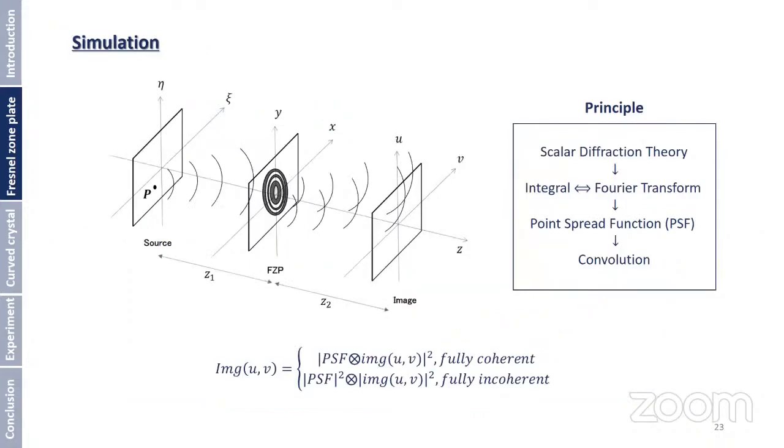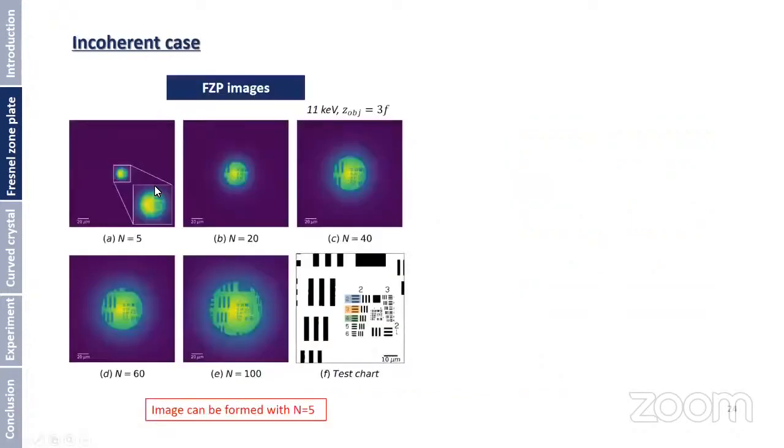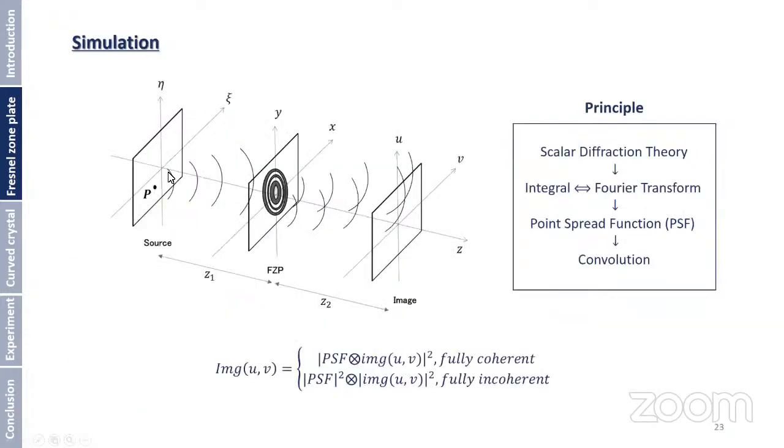We developed a simulation code based on scalar diffraction theory. We consider first only one single point source, and its field distribution behind the Venanson plate can be regarded as the integral of all its secondary sources in the plane of the Venanson plate. This integral can be calculated as a Fourier transform. The result of this Fourier transform is the so-called point spread function, PSF.